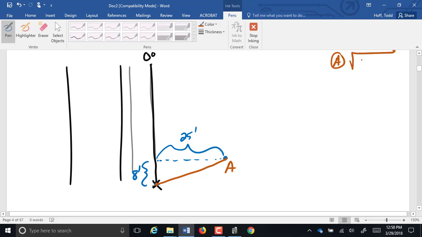The distance is going to be the square root of 8 squared plus 25 squared, right? What'd you come up with? 26.25, we'll round it to feet.